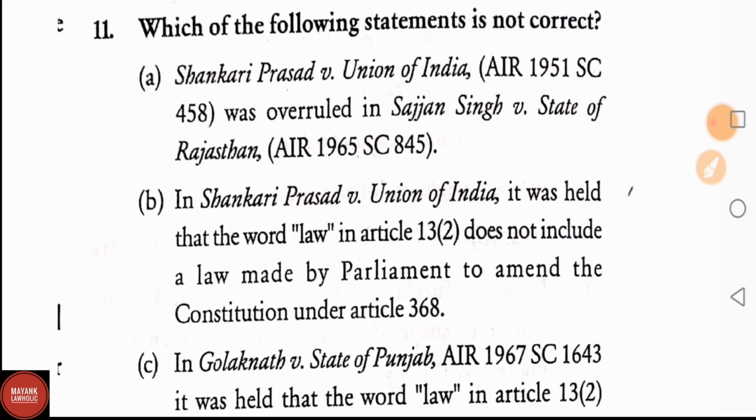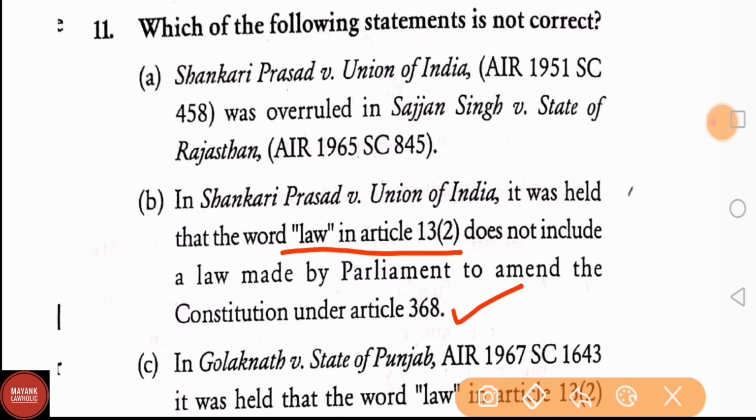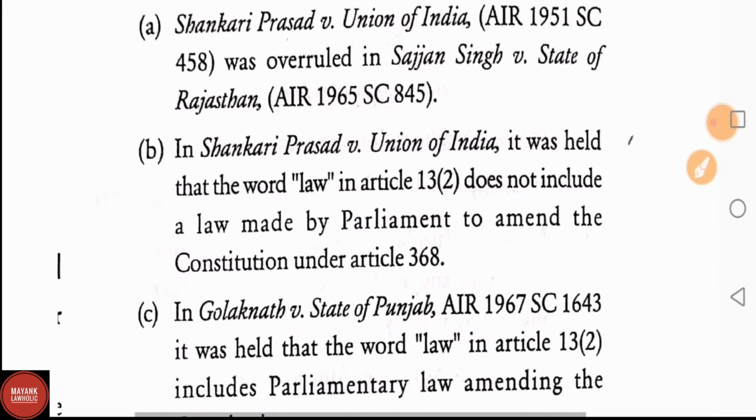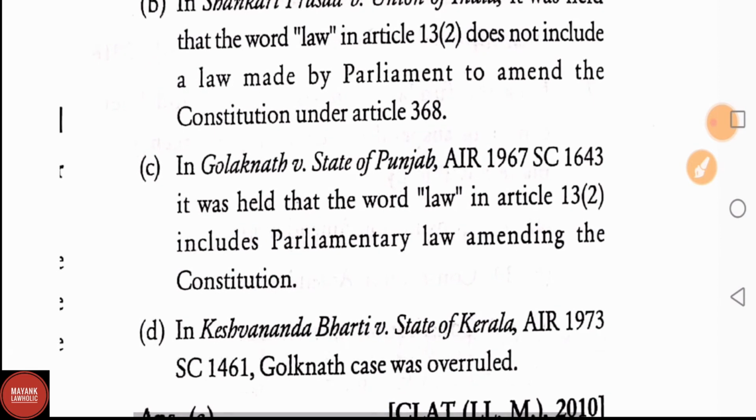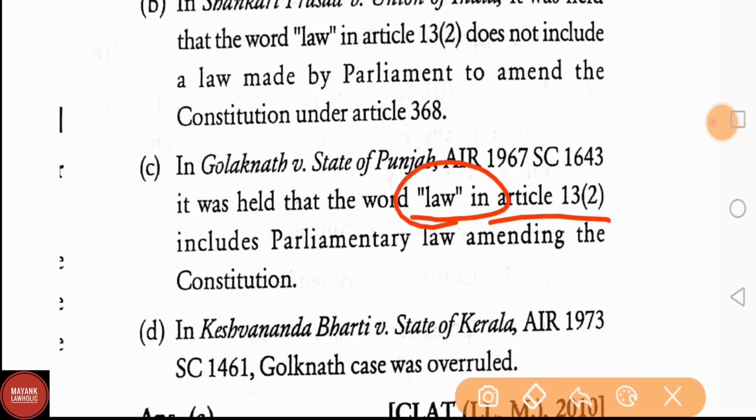B. Shankari Prasad versus Union of India. It was held that the word law under Article 13 Clause 2 does not include a law made by the Parliament to amend the Constitution of India under Article 368 is the correct statement. C. In Golaknath versus State of Punjab, AIR 1967, it was held that the word law under Article 13 Clause 2 includes parliamentary law amending the Constitution.